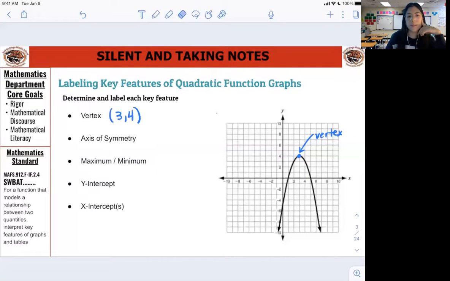Where is the axis of symmetry? Go back to the previous examples we've already done. If you're not so sure, hopefully you wrote them down. Go back to those examples and see if you can figure it out. Because right now I only see one response. That's a problem.